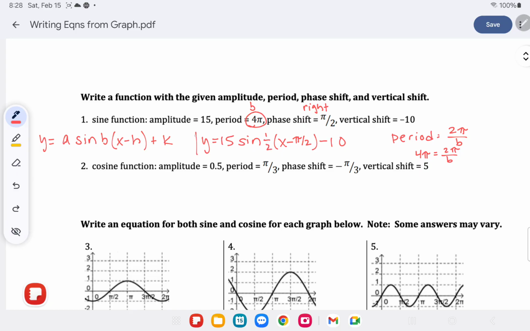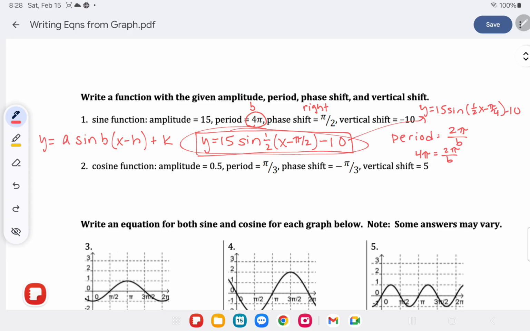And I'm just going to leave my answer like that, or you can distribute that 1/2. That's how it's usually seen. Written would be y equals 15 sine of 1/2 x minus pi over 4, minus 10. But it's not wrong to leave it in this form right here.